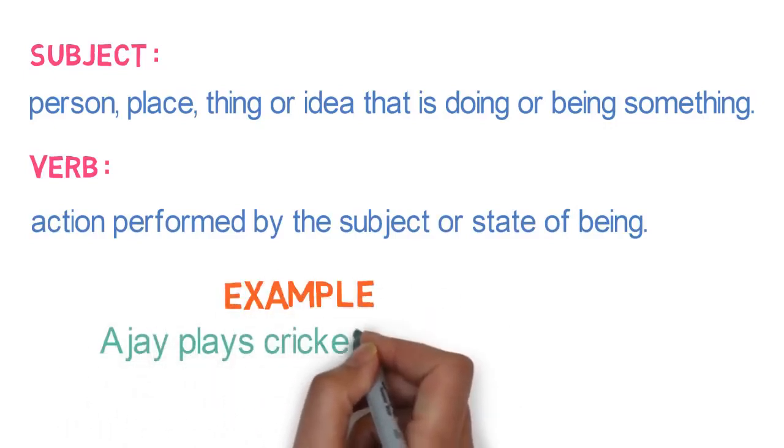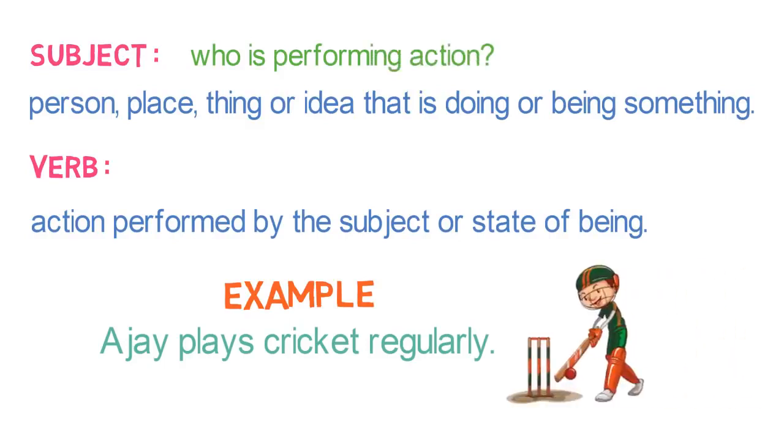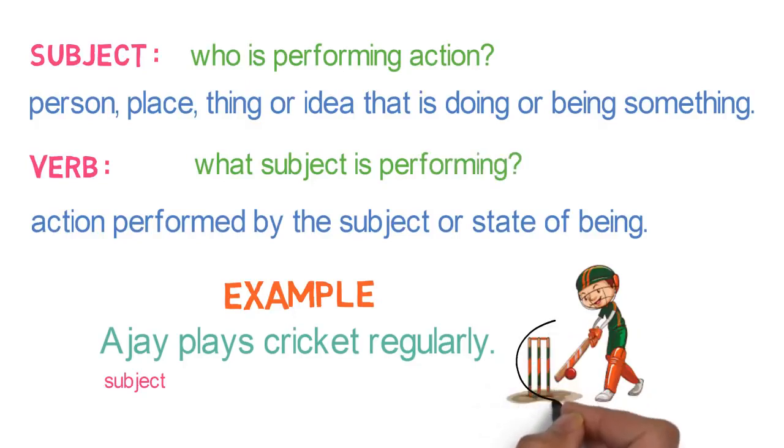Ajay plays cricket regularly. Now, to identify the subject, ask here who is performing the action of playing. It is Ajay. So, Ajay is the subject here. And to identify the verb, ask the question what the subject is performing. It is playing. So, it is the verb in this case. This way, we can identify the subject and verb in the sentence by asking these questions.